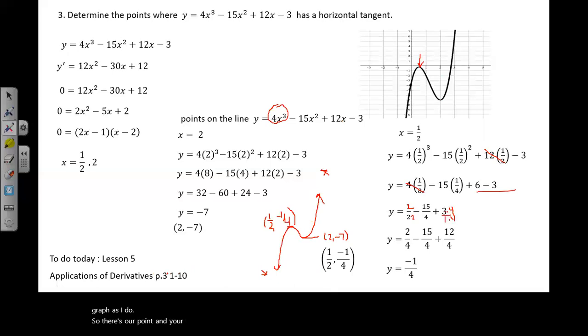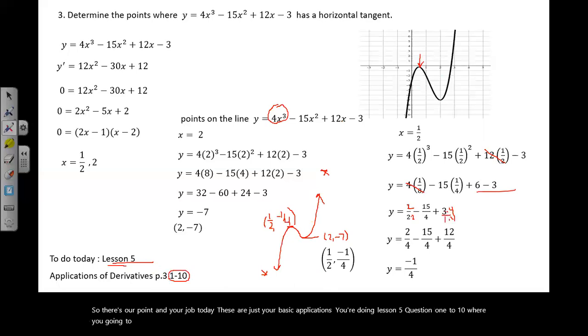And your job today: these are just your basic applications. You're doing lesson 5, question 1 to 10. What you're going to find with these questions is the derivatives are so much easier. You worked really hard on derivatives, and these will be much simpler to work on. So you should really like this section. All right, go and have some fun.